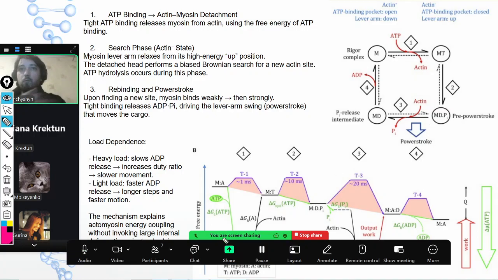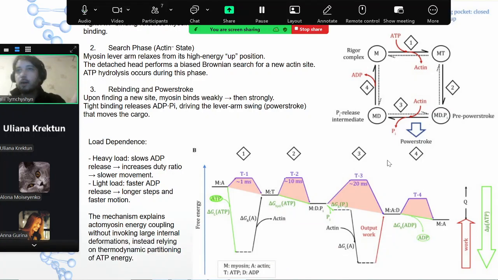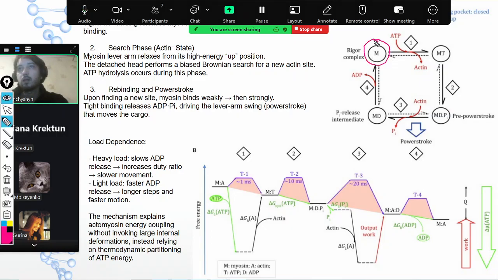and basically it explains what happens. So here you have the rigor complex. Upon binding to the ATP, actin is released. So this M, that's myosin, so that's the myosin head. This myosin head binds to the ATP, and this drives the release of the actin.